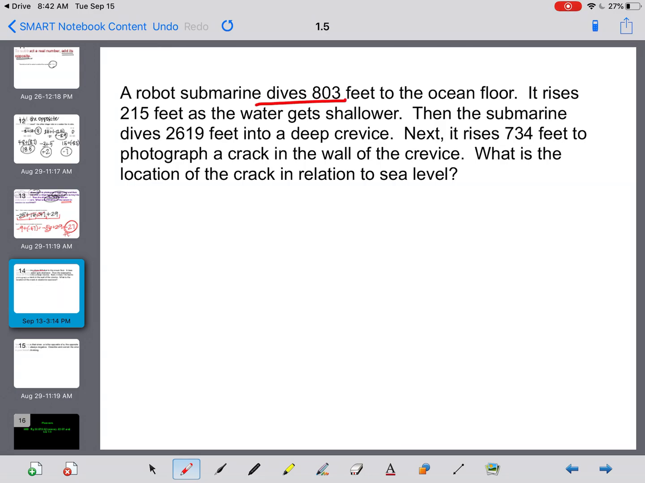A robot submarine dives 803 feet to the ocean floor. It rises 215 feet as the water gets shallower. Then the submarine dives 2,619 feet into a deep crevice. Next, it rises 734 feet to photograph a crack in the wall of the crevice. What is the location of the crack in relation to sea level?